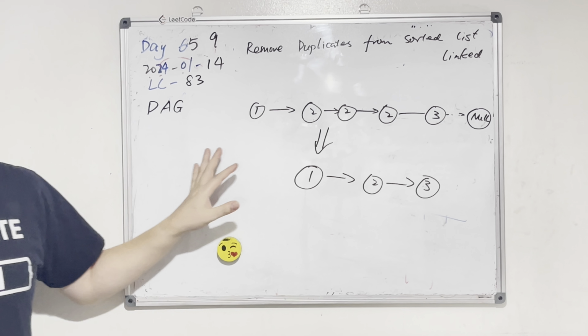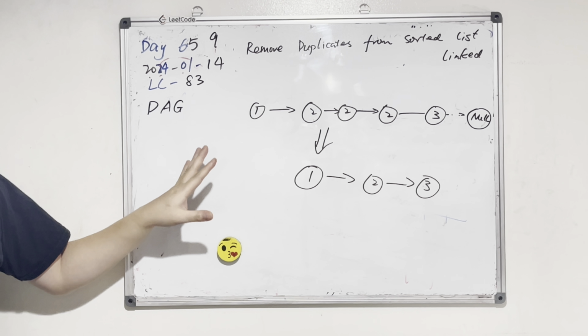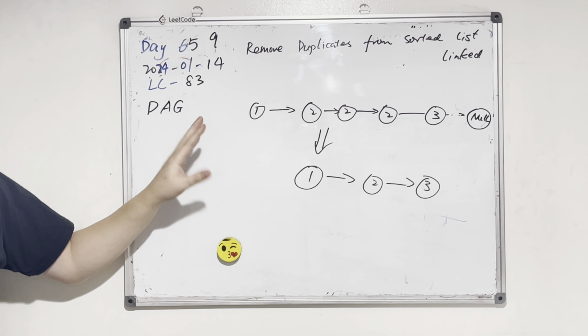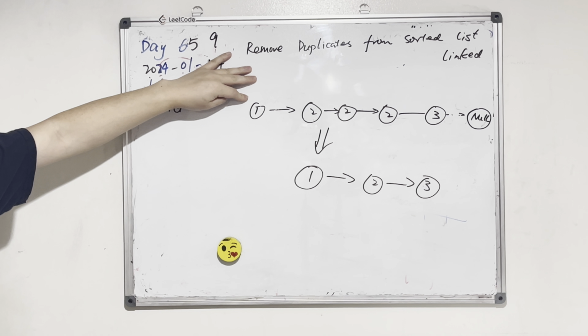Okay, so given this problem, we are given a sorted list. We want to remove the duplicates from it, but be aware that the linked list is sorted. So this is already a sorted linked list, and we want to return this. Yes, we can use a hash set, a notebook, or a dictionary to remember the nodes we have seen.